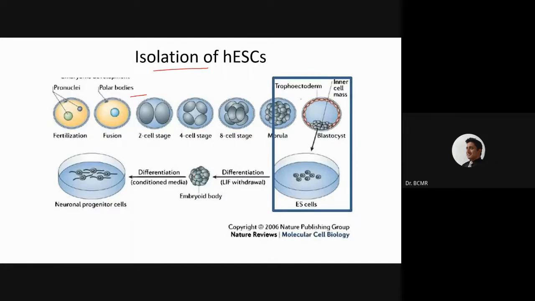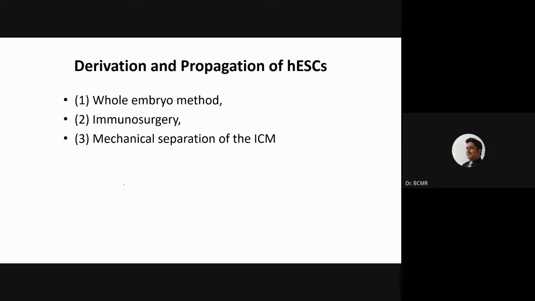So what is the ICM? What are embryonic stem cells? You take the ICM, put it and culture it in the medium. They are embryonic stem cells. There is no big difference. It is inner cell mass as long as it is in the blastocyst. Once you take it out and grow it outside, then they are embryonic stem cells. So there are three ways. One is called the whole embryo method. The second one is called immunosurgery. The third one is called mechanical dissection of the ICM.